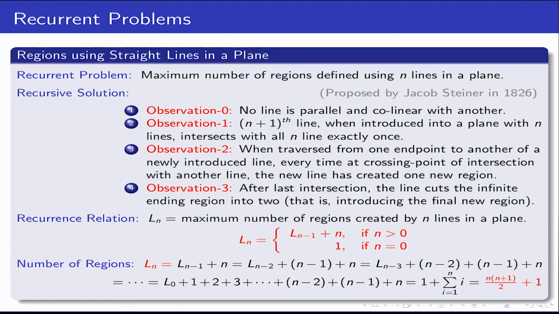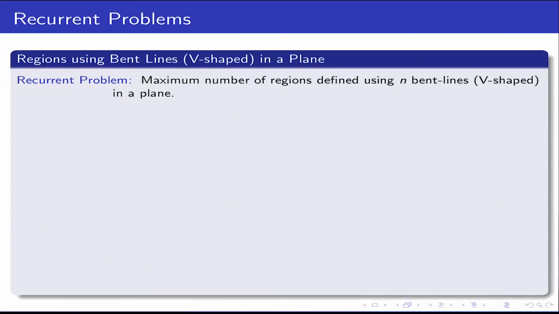So, let us complicate this example a little bit more. Regions using bent lines. That means instead of giving you straight lines, I will give you V-shaped bent lines. It will have one bend only, somewhere on the line. It looks like a V-shape or wedge-shape. So, now if I ask the same question, how many maximum number of regions are possible?